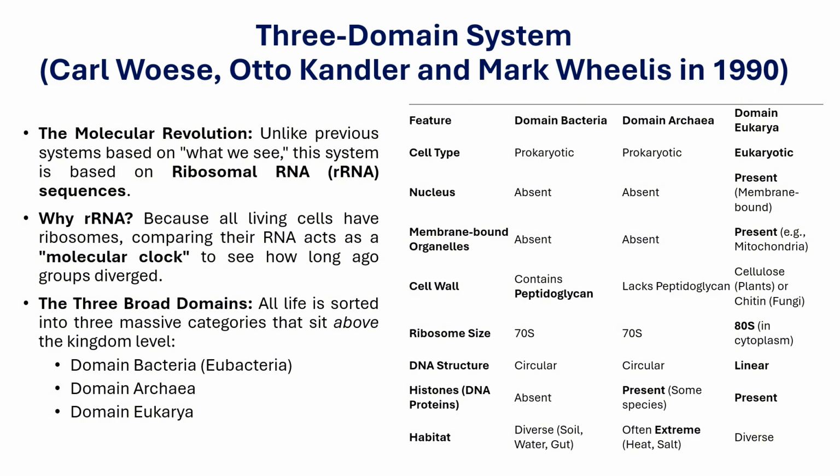Different features have been listed here like cell type, nucleus, membrane bound organelles, cell wall, ribosome size, DNA structure, histones, meaning DNA proteins, and their habitat. It will be very helpful for your exams. So this three domain system proves that life history is even deeper than we imagined.